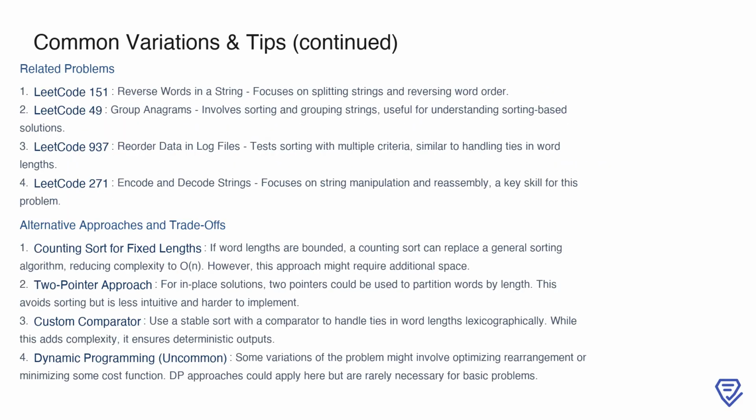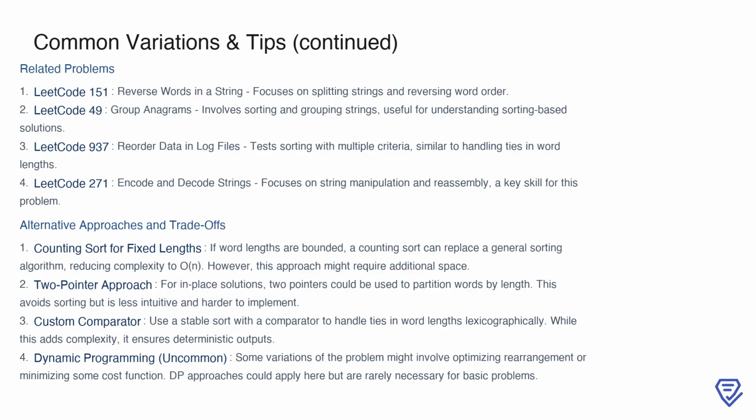If you want to deepen your understanding of this problem, exploring related problems can be highly beneficial. For example, LeetCode 151, Reverse Words in a String, focuses on splitting and reversing word order, which overlaps with some of the techniques used here. LeetCode 49, Group Anagrams, involves sorting and grouping strings, which can help you practice sorting-based solutions. Another related problem is LeetCode 937, Reorder Data in Log Files, which tests sorting with multiple criteria, much like handling ties and word lengths here. Lastly, LeetCode 271, Encode and Decode Strings, emphasizes string manipulation and reassembly, a key skill for tackling this problem.